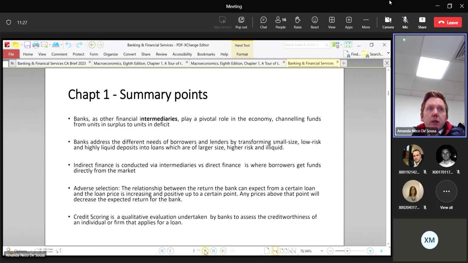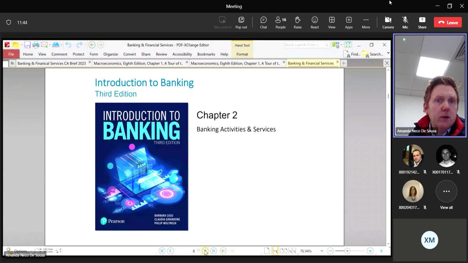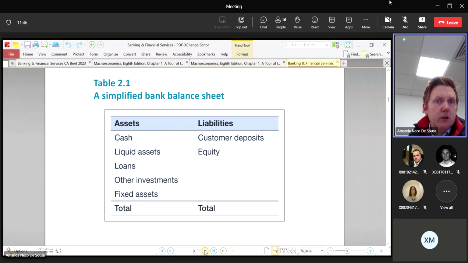Credit checking and credit scoring are undertaken to ensure borrowers are a good risk. Credit scoring, as a reminder, is a qualitative evaluation undertaken by banks to assess the creditworthiness of an individual or firm when they're applying for a loan. Okay, that is chapter 1 covered off.